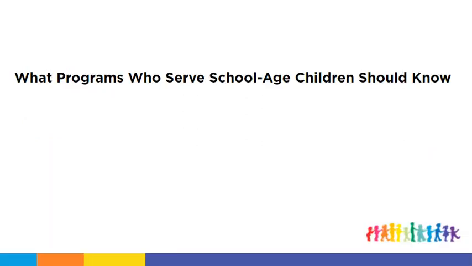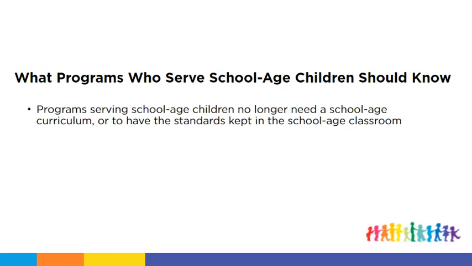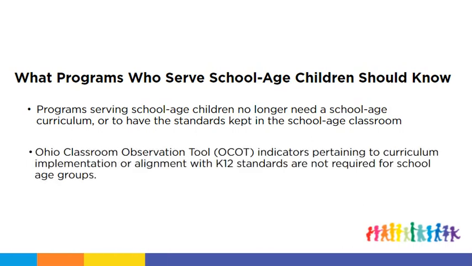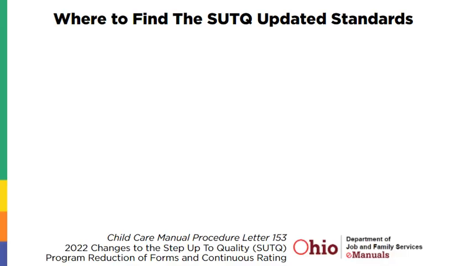The first thing that I want to point out is the requirement changes for any program who serve school-age children. Programs serving school-age children no longer need a school-age curriculum or to have standards kept in the school-age classroom. Programs with a rating of 3 and higher should take note that the Ohio Classroom Observation Tool, or the OCOT, indicators pertaining to curriculum implementation or alignment with K-12 standards are not required for school-age groups as they have been in the past.